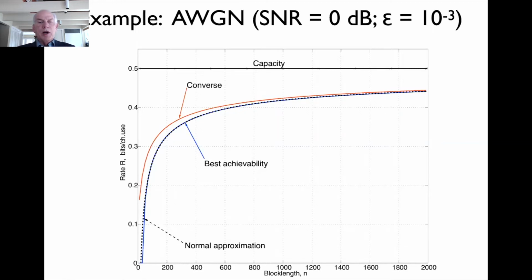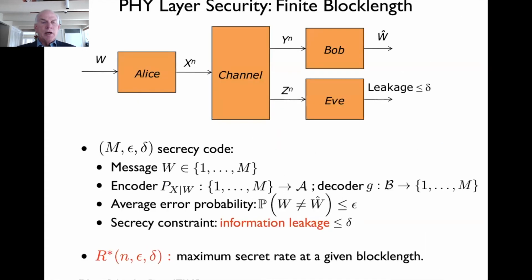This has nothing to do with the wiretap channel, but we can do a similar thing for the wiretap channel. And so here's a short analysis of that. This is work with Wei Yang and Rafael Schaefer. It appeared in the IEEE Transactions on Information Theory. So here we have again Wyner's wiretap channel. And just like we talked about an (N, M, epsilon) code for a traditional channel, here we can talk about an (N, M, epsilon, delta) secrecy code.